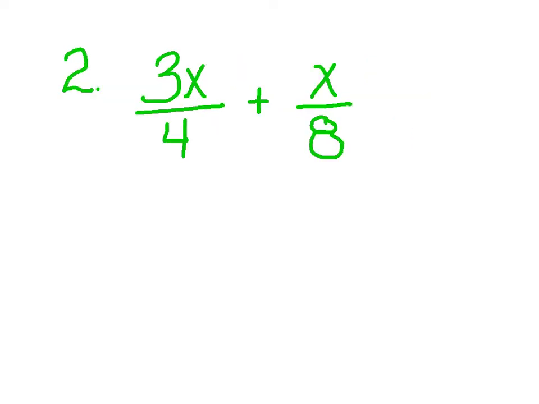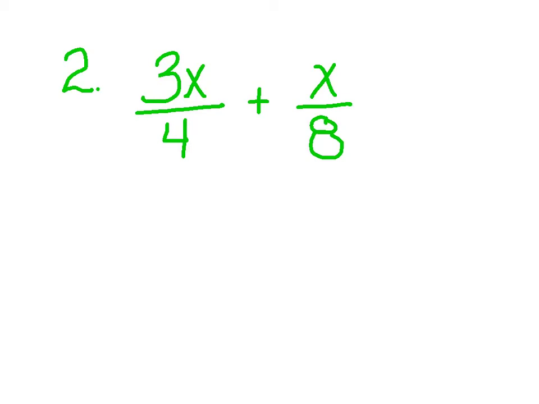Now unfortunately, it's not always going to be that straightforward. Most of the time, you're going to have to get your own common denominator. So in example 2, we have 3x/4 plus x/8. My goal is to look at these two denominators and see what they have in common. The least number that they both go into is 8.